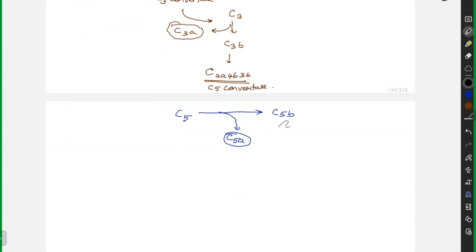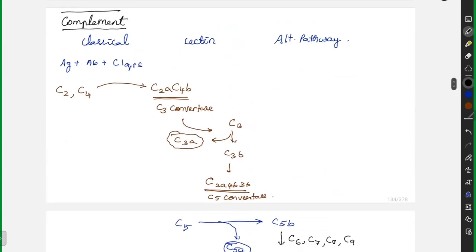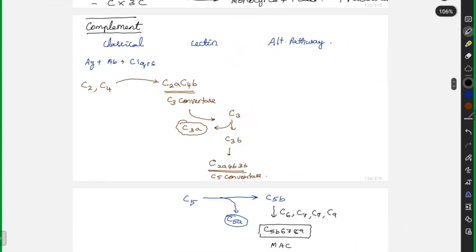Now what happens is this C5B is going to join with C6, C7, C8, C9 to form C5B6789. This C5B6789 is called the membrane attack complex, the one that leads to cell lysis. Okay, so this is how the classical pathway is going to work out.